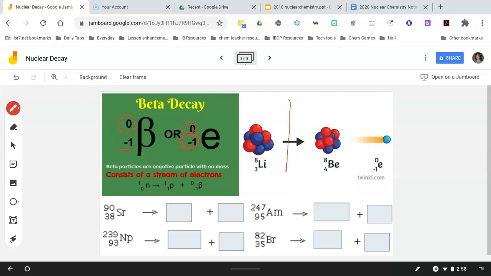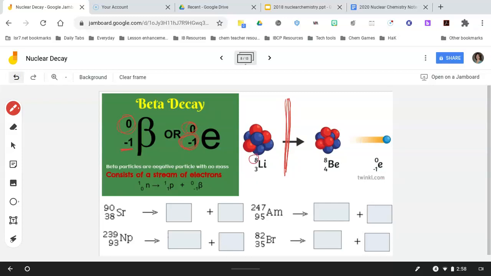So here's an example of lithium-8 undergoing beta decay. Again, remember decay is coming apart. So I am starting with lithium-8. And again, here's my middle. That's my dividing line between what I start with on the left and what I finish with on the right.